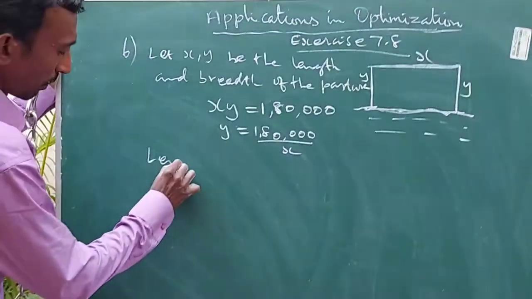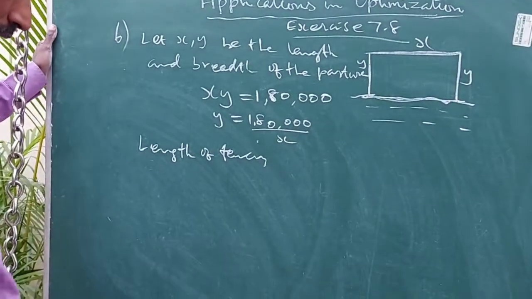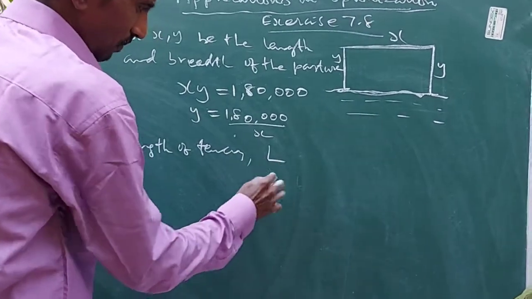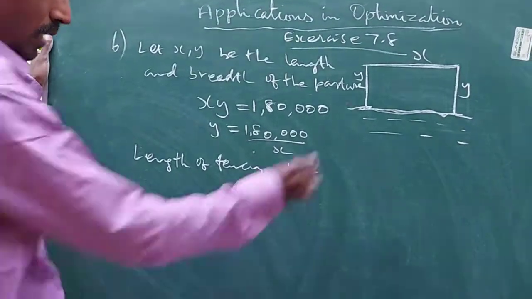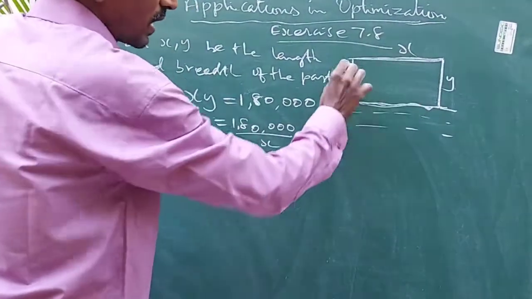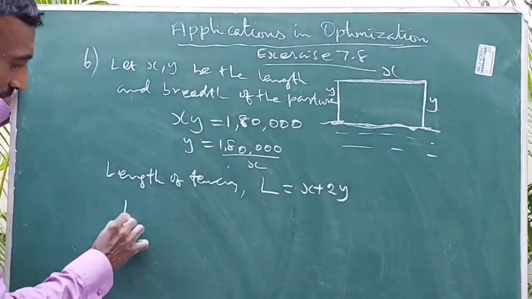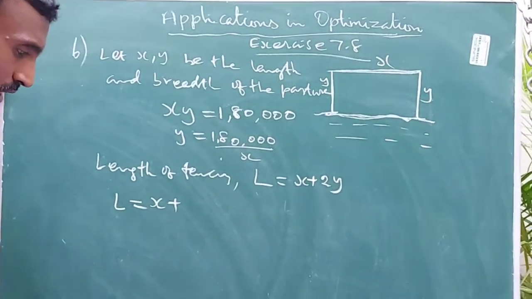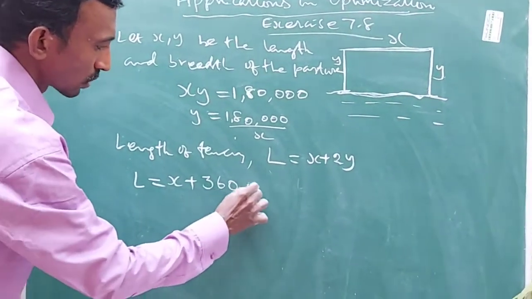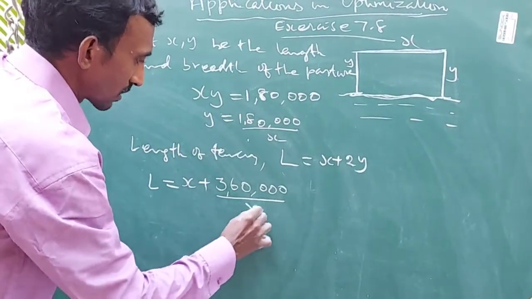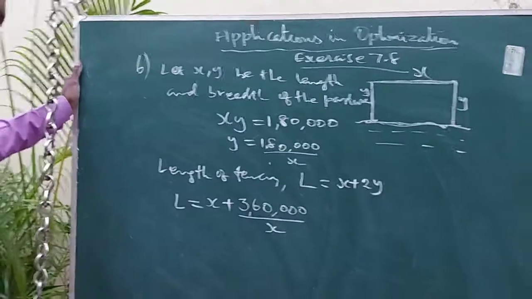So length of fencing we can assume as some L, equal to, listen, x plus y, 3, only 3 sides. So x plus 2y, again put the value for y, convert into a single variable function. So x plus 2 into that value is 3,60,000 by x. So 2 into this value, replace y value. Now we converted into a single variable function.